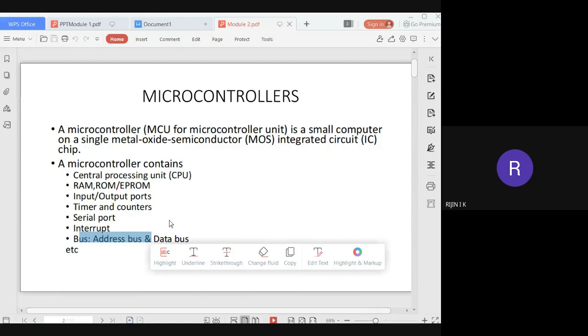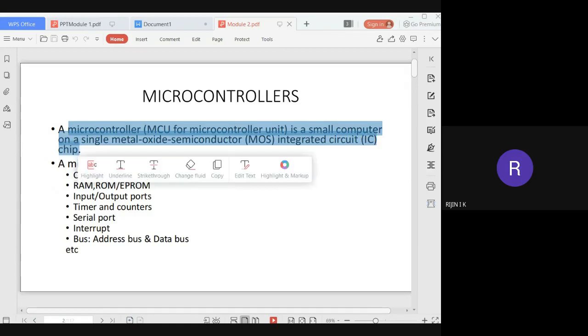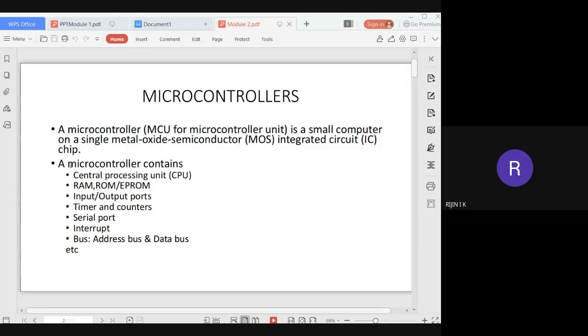ഒരു സിംഗിൾ ചിപ്പിലാണ് എല്ലാ ഈ കോമ്പോണൻസുകളും വെച്ചിരിക്കുന്നത്. സോ ദാറ്റ് ഈസ് കോൾഡ് മൈക്രോ കൺട്രോളർ. A microcontroller is a small computer on a single metal oxide semiconductor integrated circuit chip. ഒരു IC ചിപ്പിൽ ഈ കോമ്പോണൻസുകളൊക്കെ നമ്മൾ ഇന്റഗ്രേറ്റ് ചെയ്ത് വെച്ചിരിക്കുന്നു.